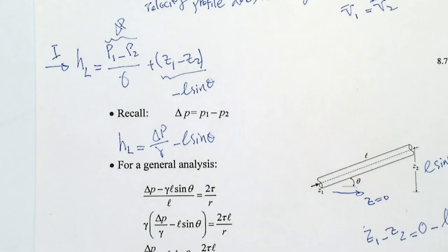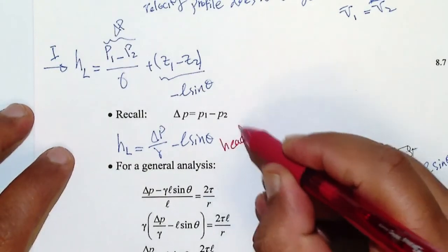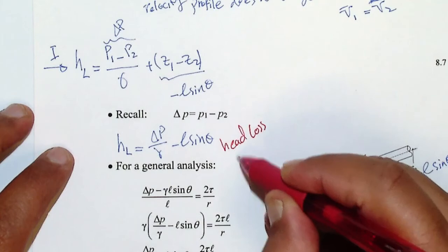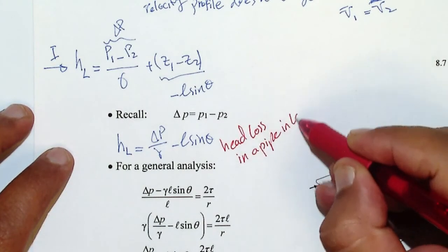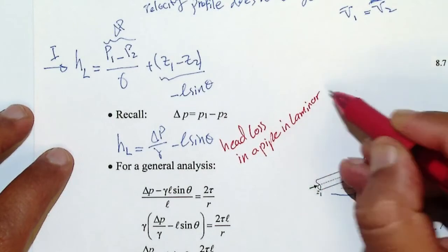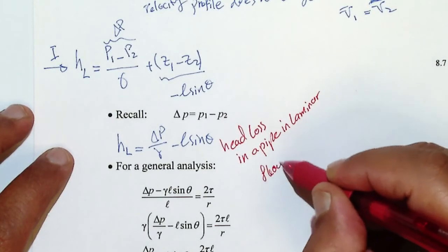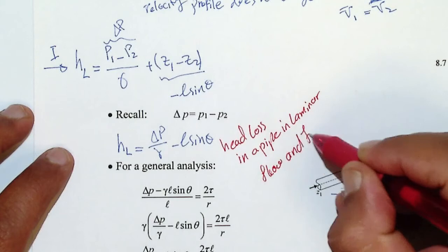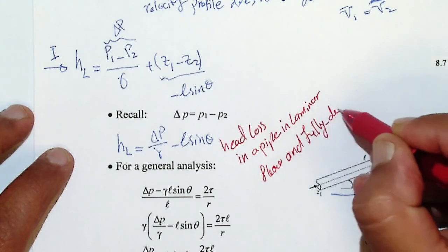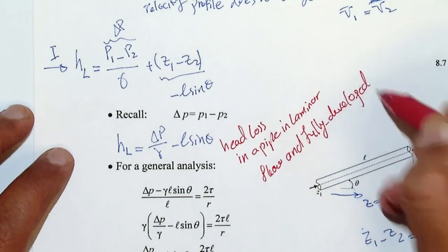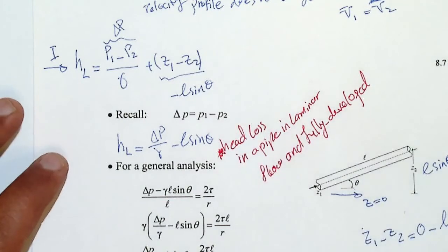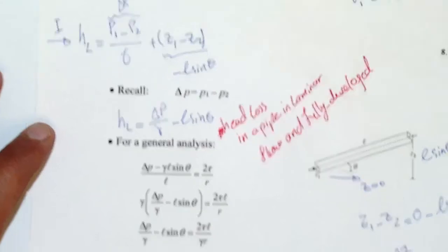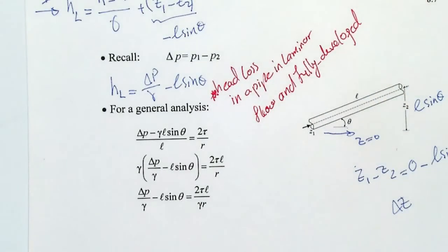What is that? It is the head loss in a pipe in laminar flow, and fully derived. Remember what the assumption was. It was from first principles, okay? But for the general analysis, we found out what that is, right?